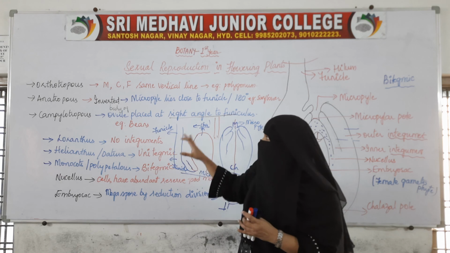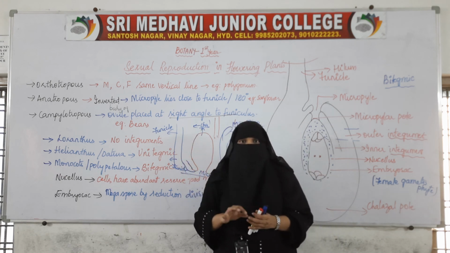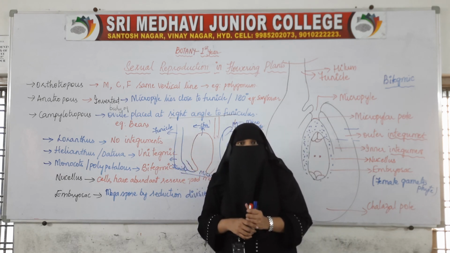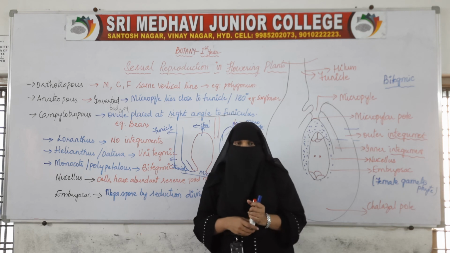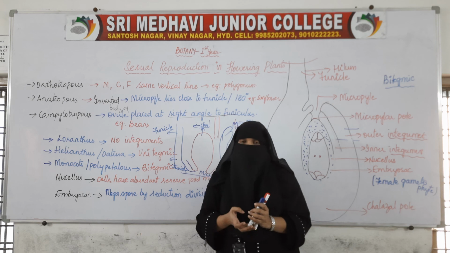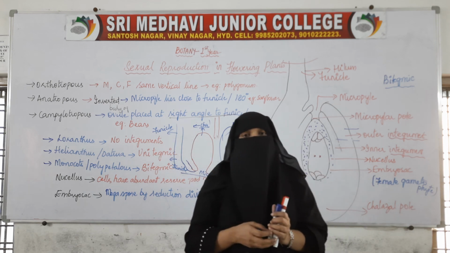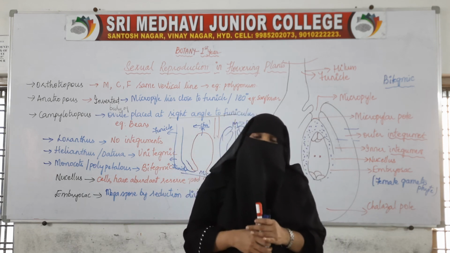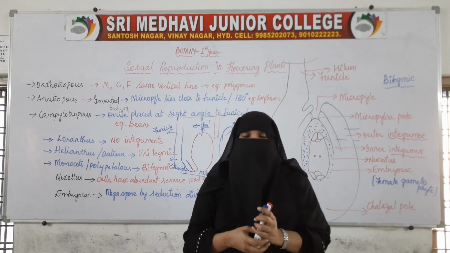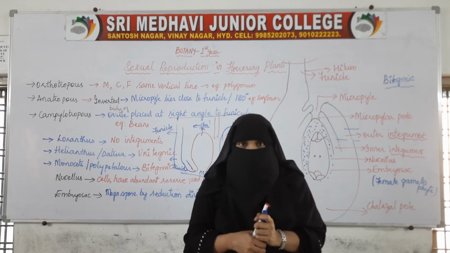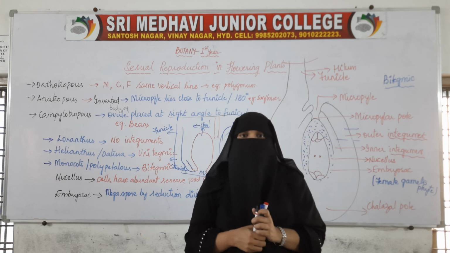So this was all about the megasporangium, which is nothing but the ovule. Inside the megasporangium, the female gametophyte will be formed, and inside the female gametophyte, the female gamete will form. How the female gametophyte will be formed, how megasporogenesis will take place, we will see in the next video.